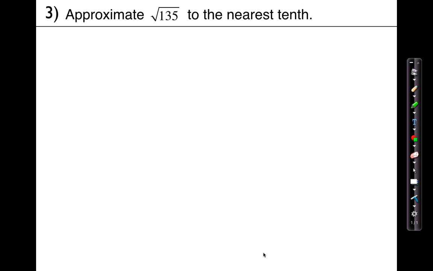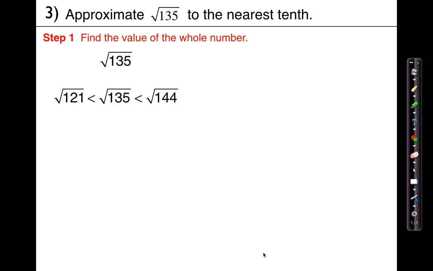So for number 3, let's take a look. It says approximate the square root of 135 to the nearest 10th. So here we want to figure out the whole number. So the square root of 135, what is that between? I'm going to say it's between the square root of 121 and the square root of 144. From that, I can go ahead and say it's going to be between 11 and 12.